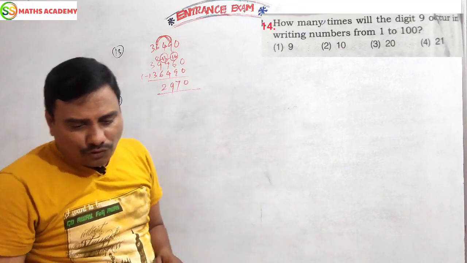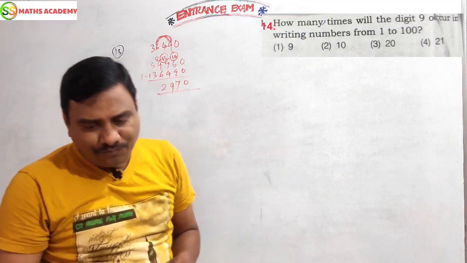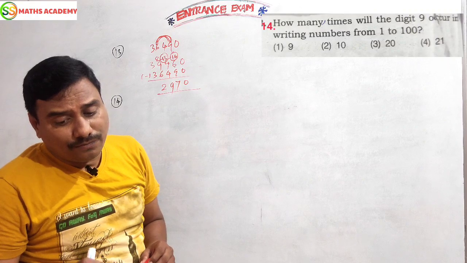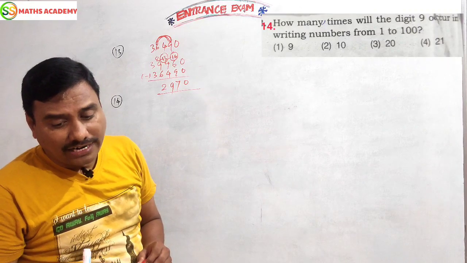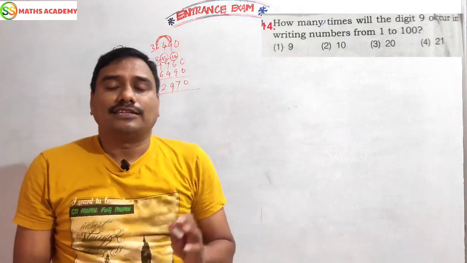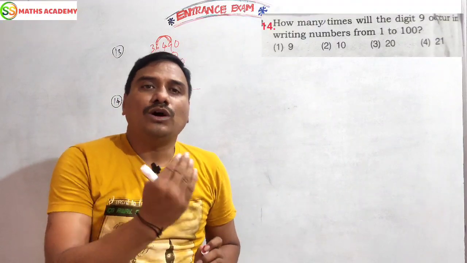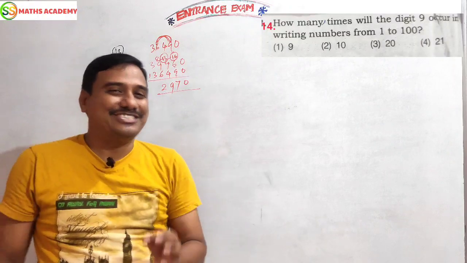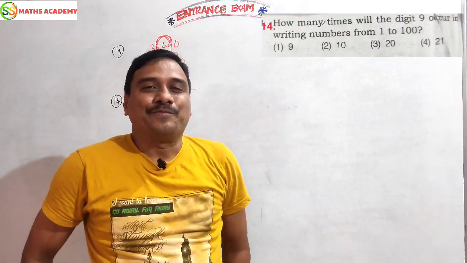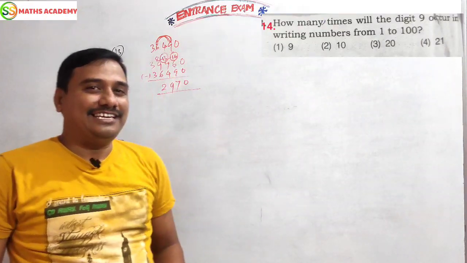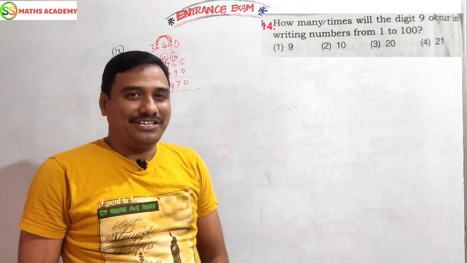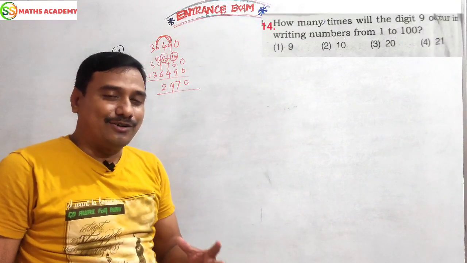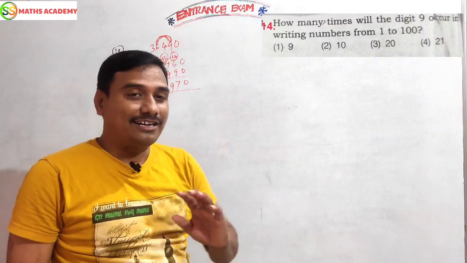What is question number 14? I am reading now from my textbook. How many times will the digit 9 occur in writing the numbers from 1 to 100? The meaning of the question is, from 1 to 100, how many 9s are there? Now pause the video for just 2 seconds. Say it. You are saying 10, 20, 15. Now follow the logic. Not 10.